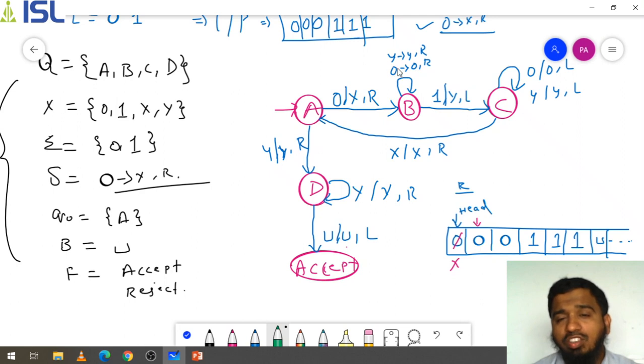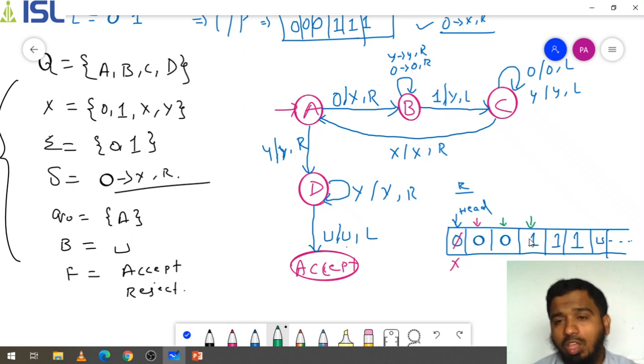So, if it is 0 is 0, then it moves to right. Yes, it is 0, then move the head right. Are you getting my point? It is not doing any operation here, just checking 0 is 0, then move to right again. So, my head is again here.